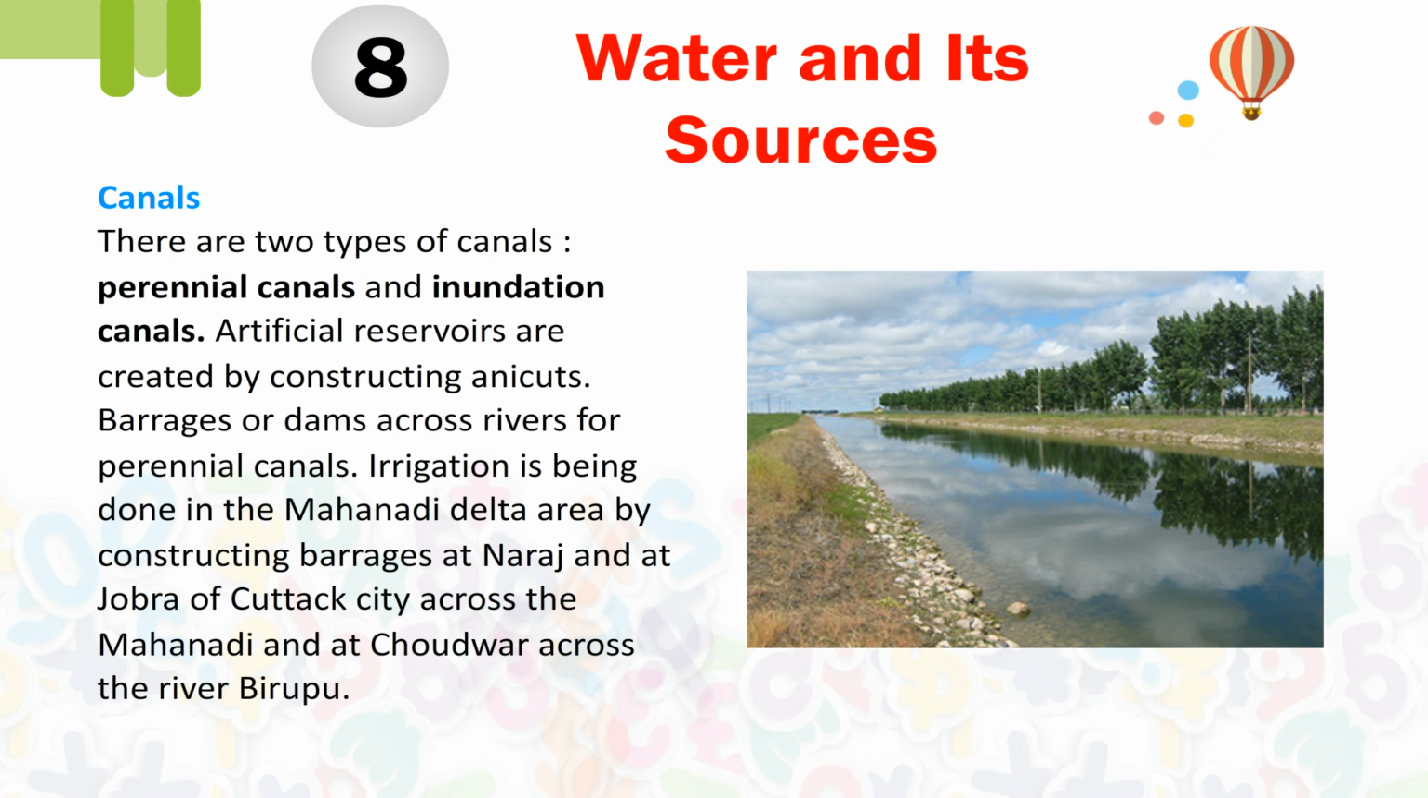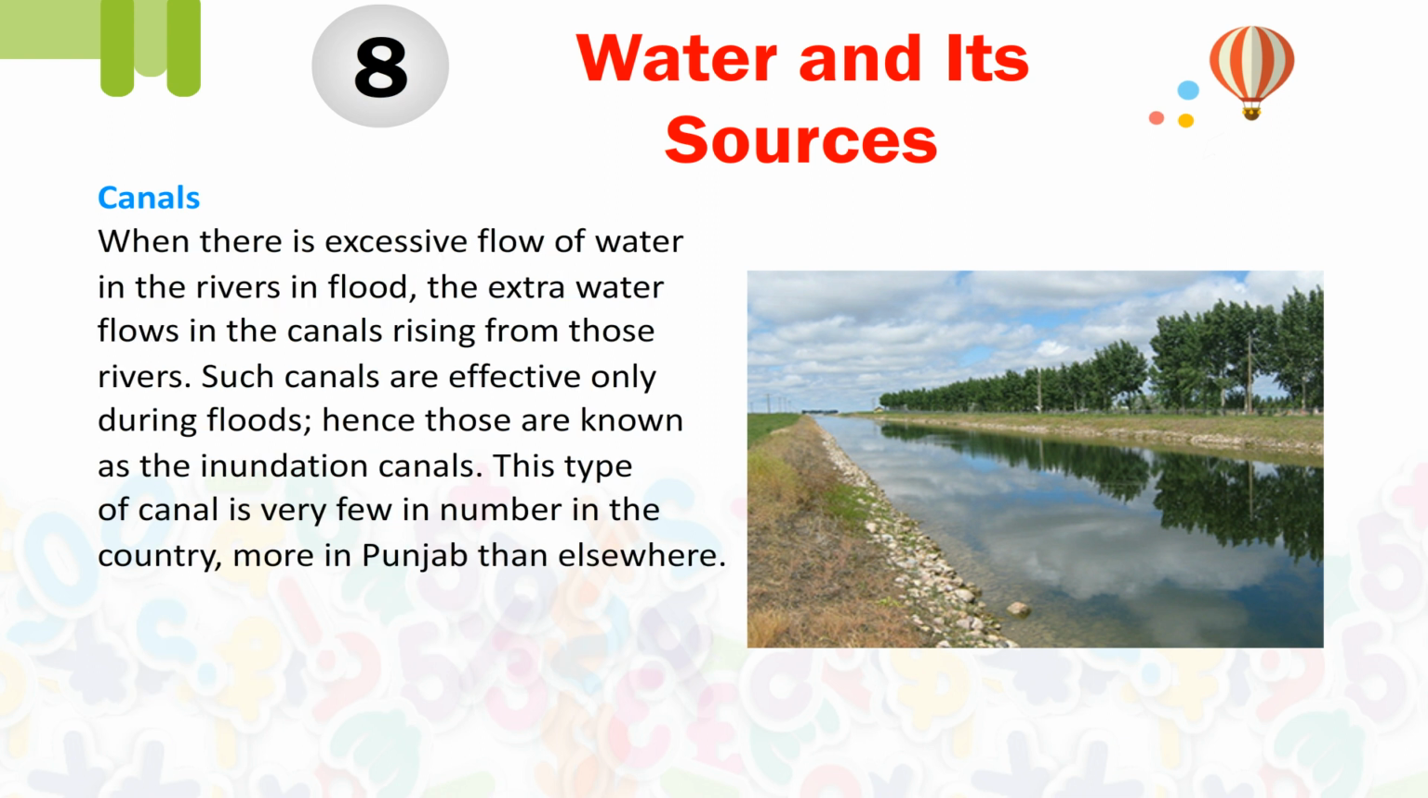There are two types of canals: perennial canals and inundation canals. Artificial reservoirs are created by constructing anicuts, barrages or dams across rivers for perennial canals. Irrigation is being done in the Mahanadi Delta area by constructing barrages at Naraj and at Jobra of Cuttack city across the Mahanadi and at Chhodwar across the river Birupa.